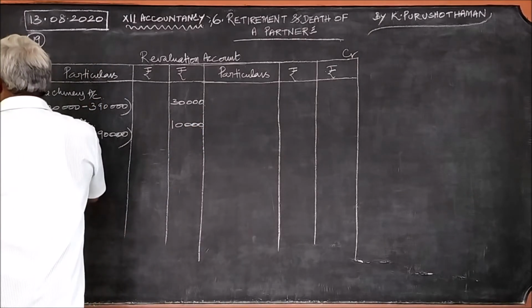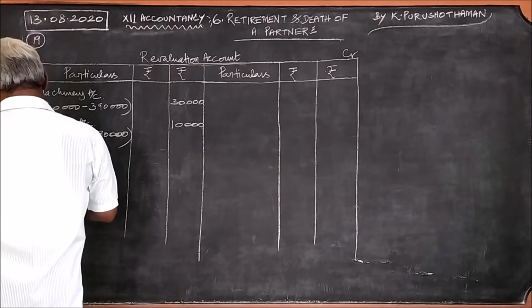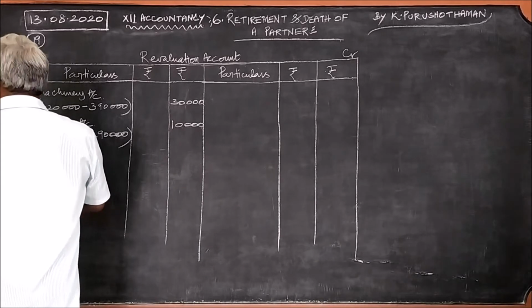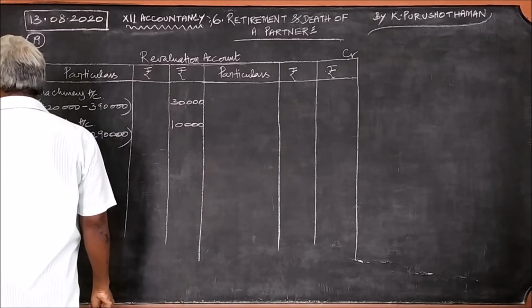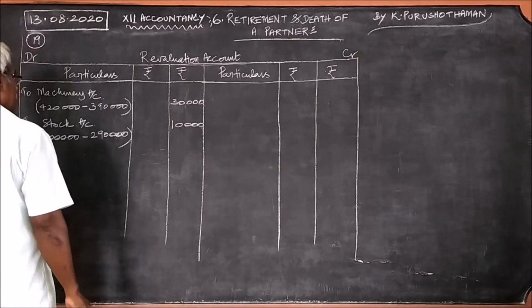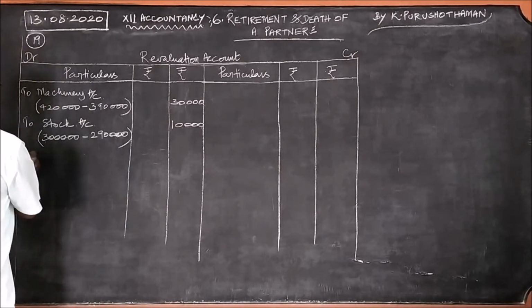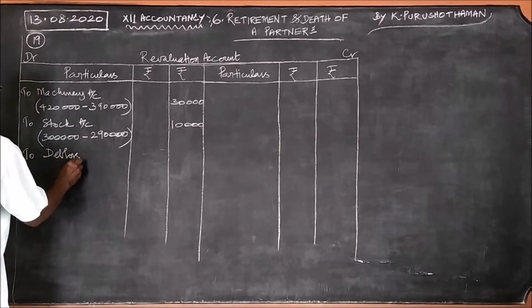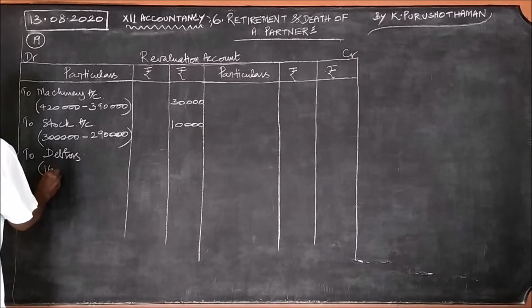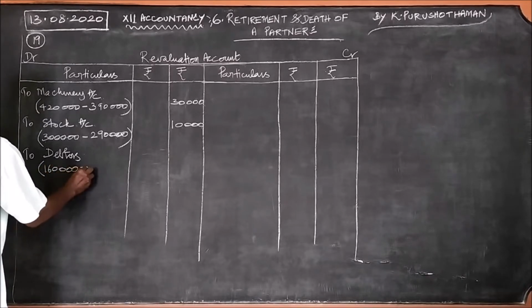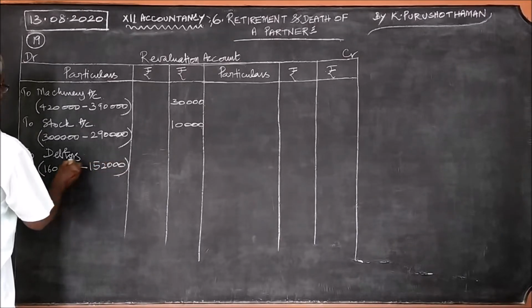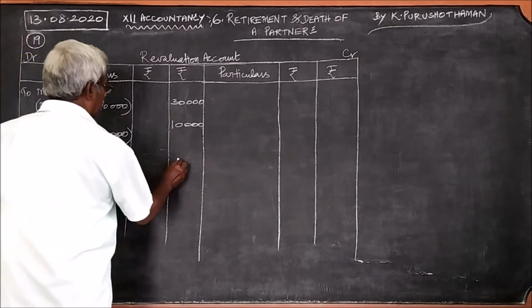Then the third one, debtors. Already the debtors are 1,60,000. Now the debtors are valued as 1,52,000. Here also there is a decrease in the value of an asset. So debtors: 1,60,000 in the balance sheet, now valued as 1,52,000. So the decrease is 8,000.